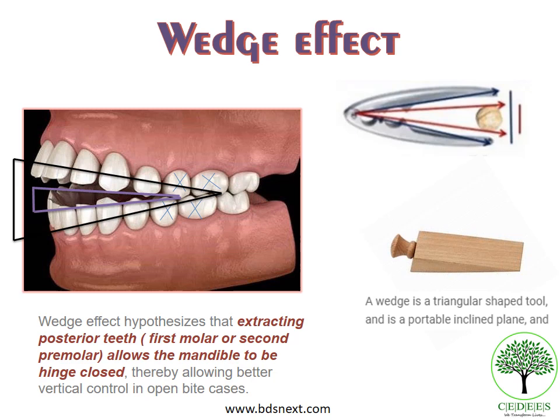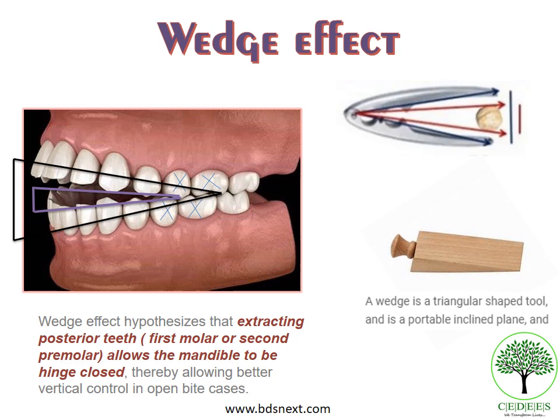So if you imagine a wedge, the tip of the wedge, or in essence the tip of the triangle, is bordered by the posterior maxillary and mandibular molars. That is where this wedge is present. Now, if you want to close the open bite, the wedge effect hypothesizes that extracting posterior teeth, where that tip of the triangle is, as you see in the diagram also, most often the first molar extraction, is proven to be the most effective in closing an open bite.